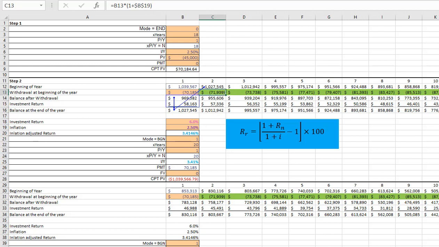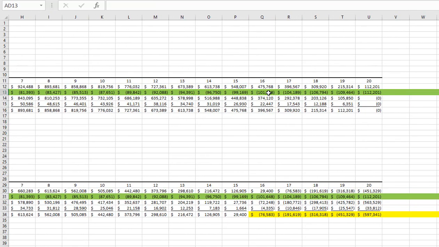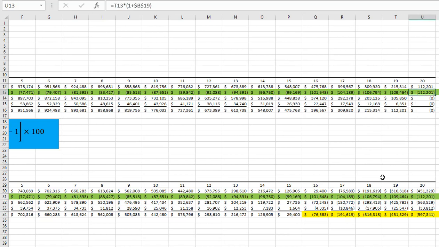Now you can see here, this is why it's so important that we use the inflation-adjusted rate. My withdrawal is not $71.85. I'm inflating my withdrawal by the 2.5% because I need to protect my purchasing power, and that's why we use the inflation-adjusted rate of return. So as I scroll across here for 20 years with a rate of inflation at 2.5%, you can see that at the end of 20 years, that payment actually is up to $112,201, and at the end of the 20 years, I have no balance left, okay?